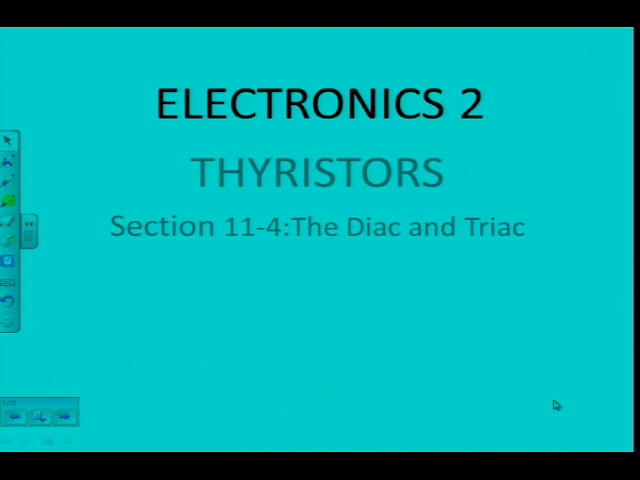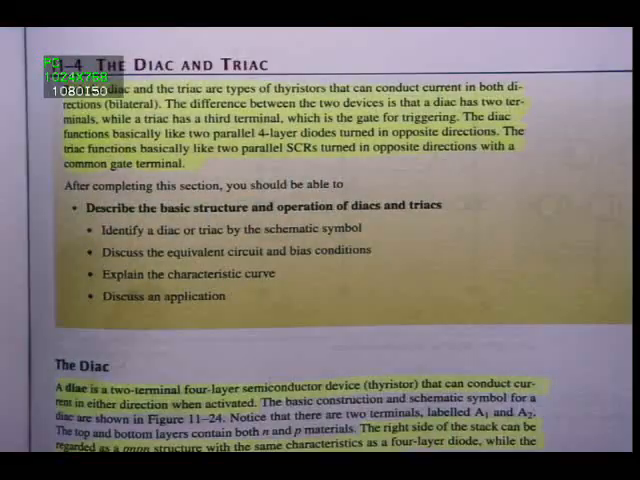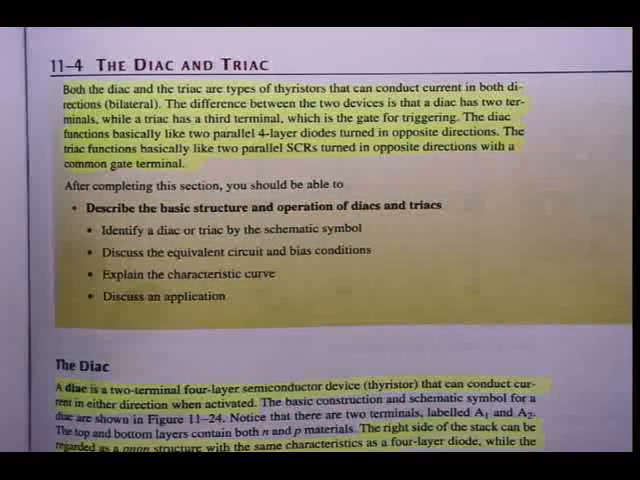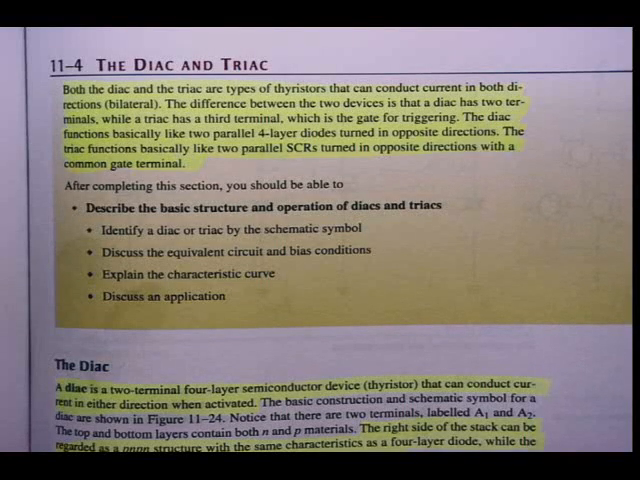All right, we're going to carry on with the chapter on thyristors, specifically section 11.4, the diac and the triac. Let's mark in our textbooks again, as I've marked in mine. Introductory paragraph again. Both the diac and the triac are types of thyristors that can conduct current in both directions, bilateral. Please underline that, it's important.